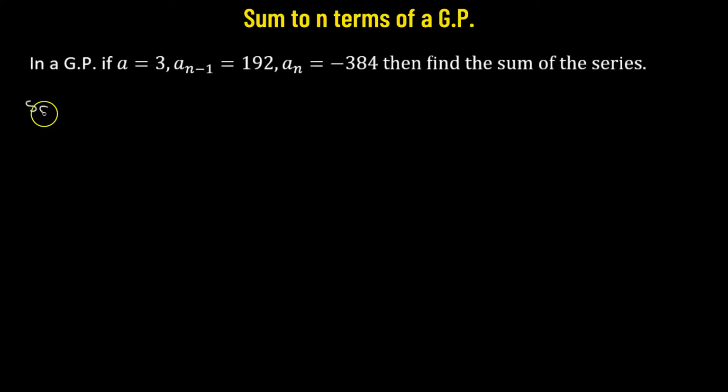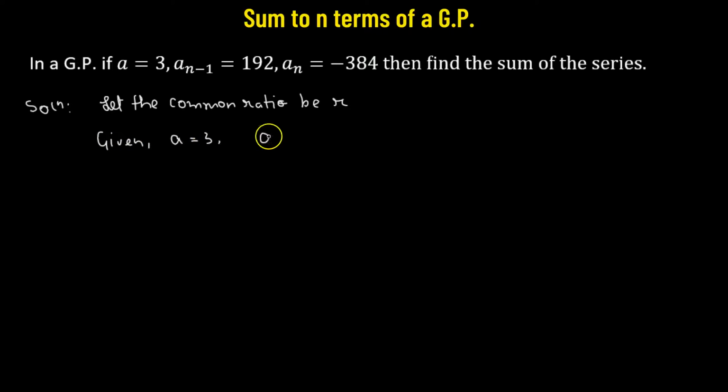So let's begin. In this particular problem, since our first term is already mentioned, we'll need to specify the common ratio. So let the common ratio be represented by the letter r in lowercase. Now, it's given here that our first term A equals 3. The second last term An minus 1 is 192, and the last term An is negative 384. So we know that An, the last term, can also be expressed as A times r raised to the power of n minus 1, which equals negative 384.